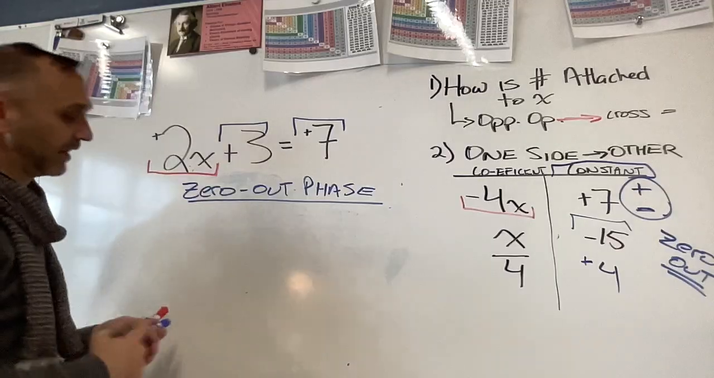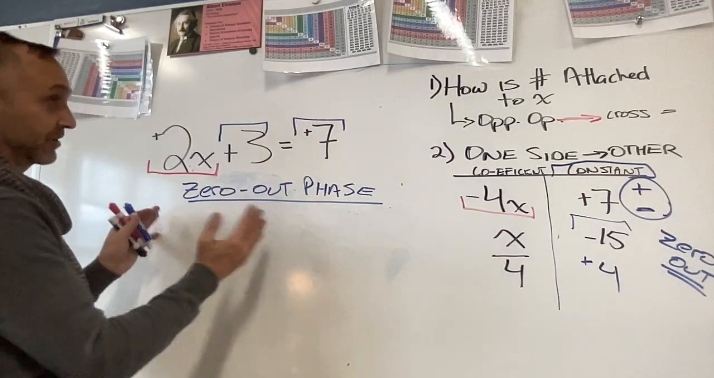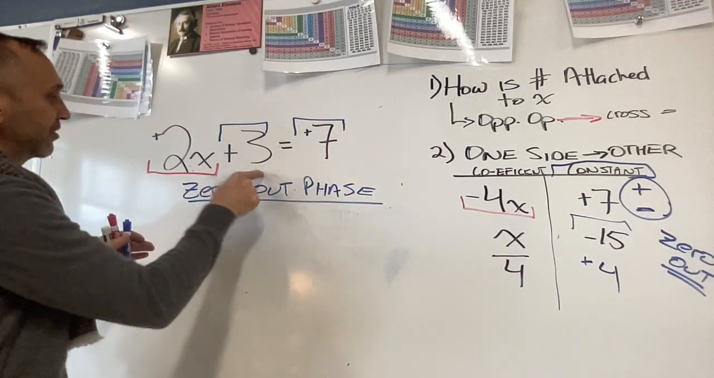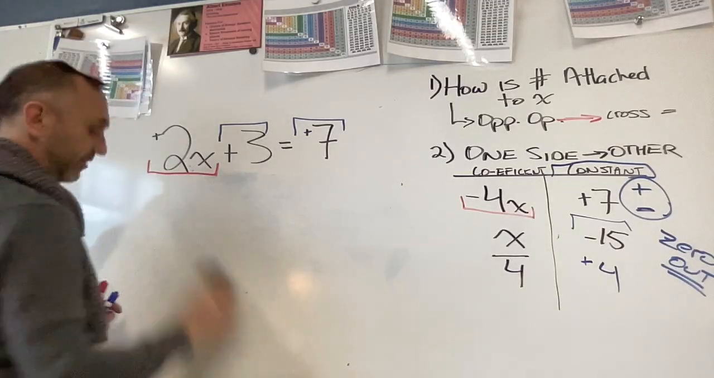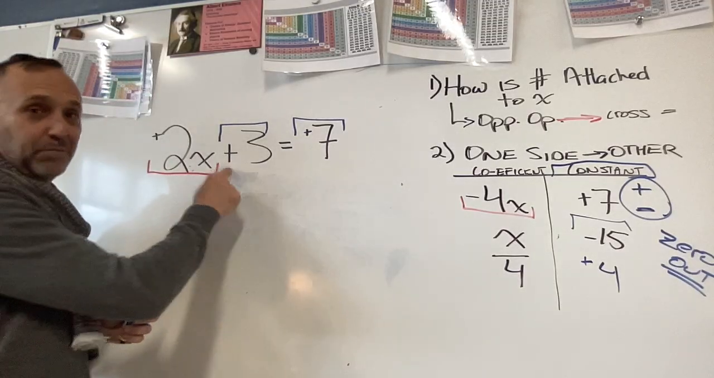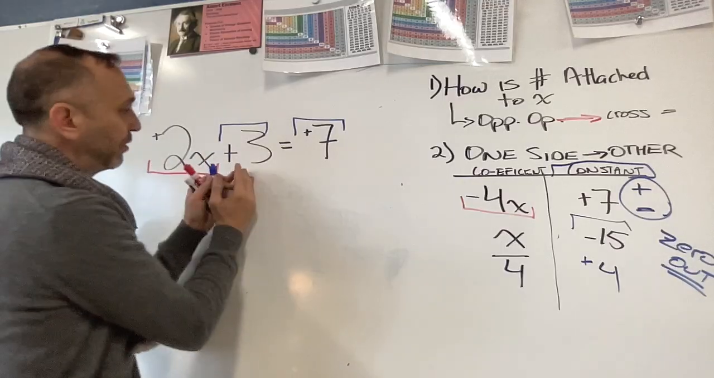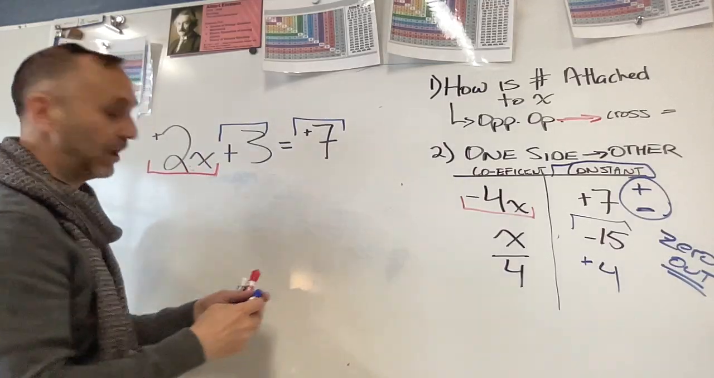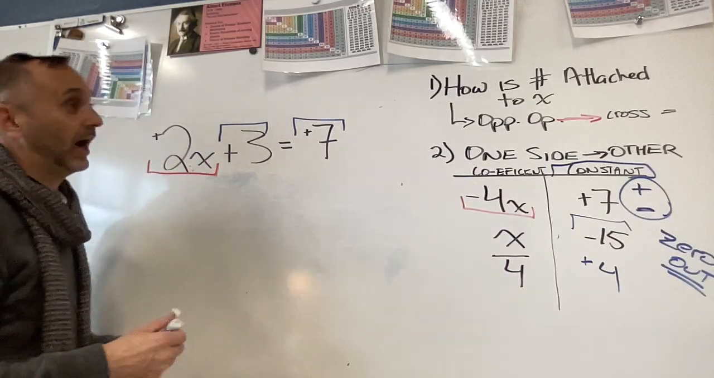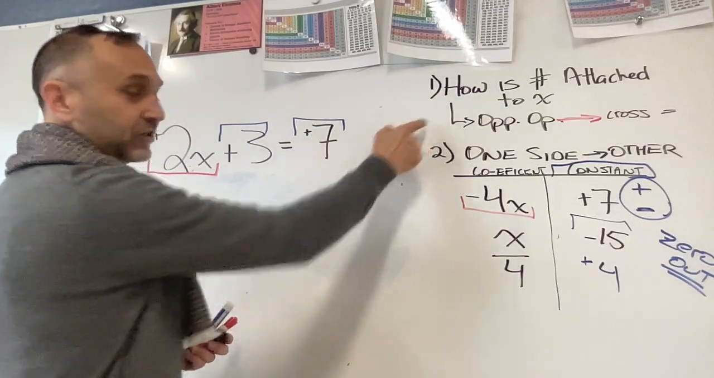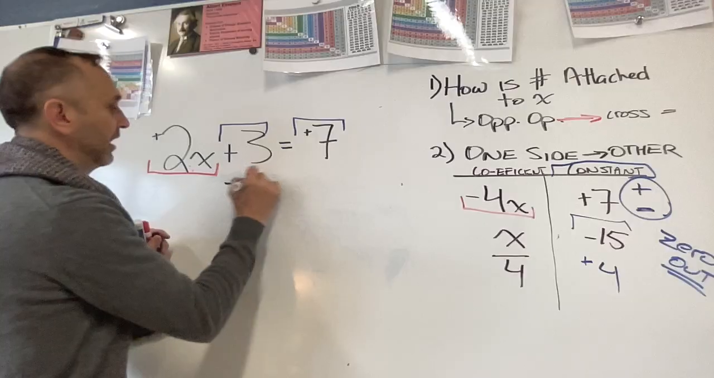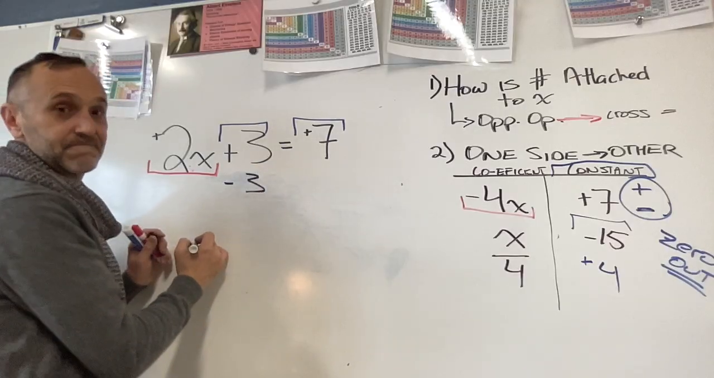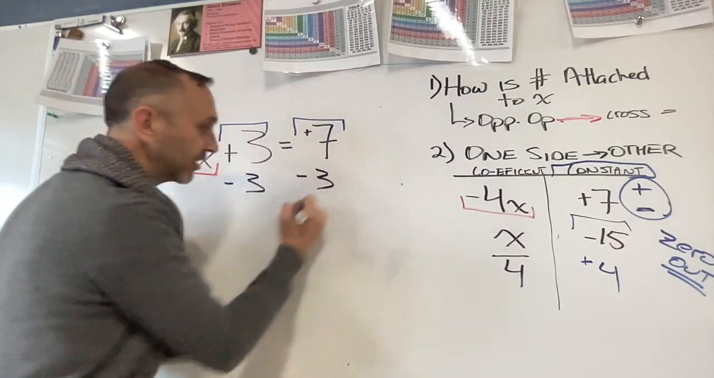And the way we're going to do that is we now have to ask the question. First question, how is this 3 attached to the x? Well, it's attached with a positive 3. If I'm going to take that positive 3 off of my balance beam, what do I need to do? I need to use the opposite operation. Okay, that's the first thing. So the opposite of positive 3 is negative 3. What I do to one side, I do to the other.